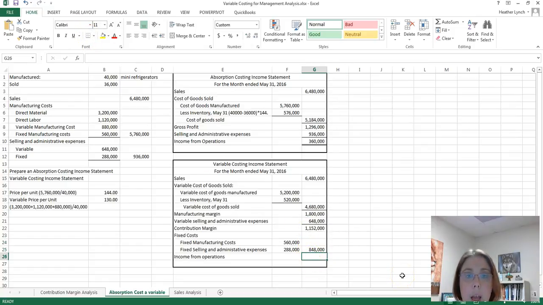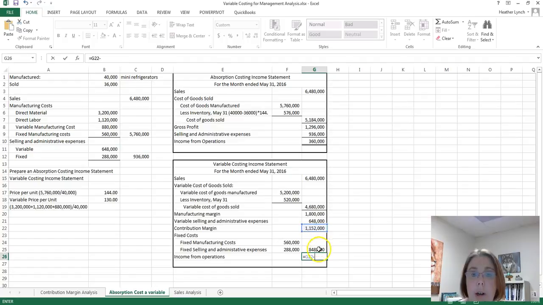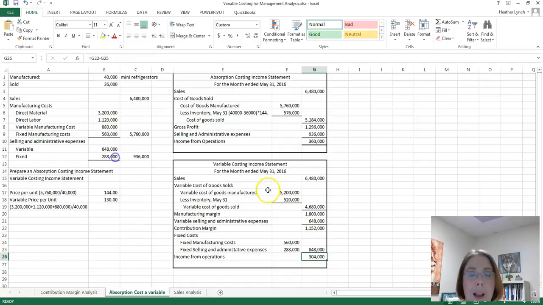So income from operations is your 1,150,000 minus your 848,000. Let's see if I can talk today. So we have income from operations 304,000. So depending on which costing system you use gives you a different income from operations.